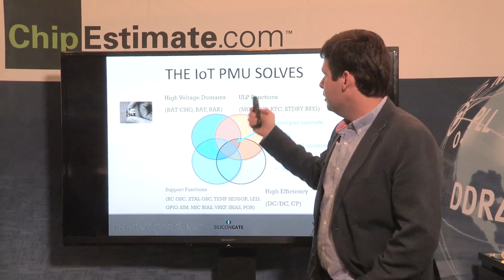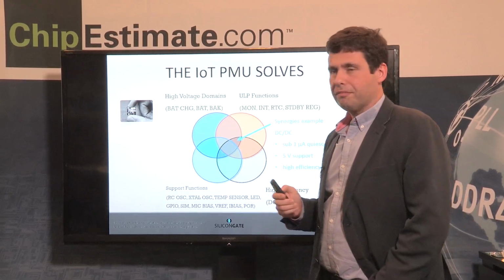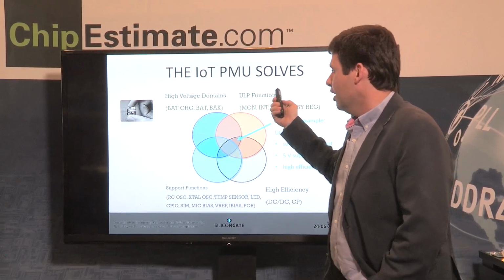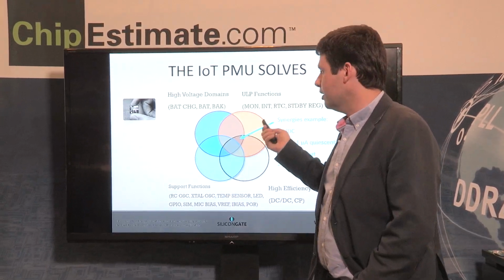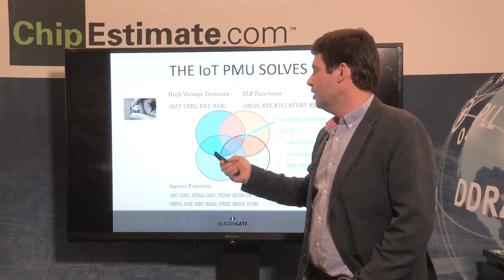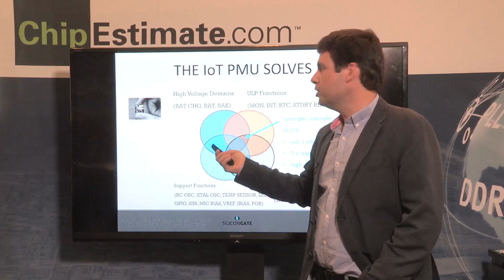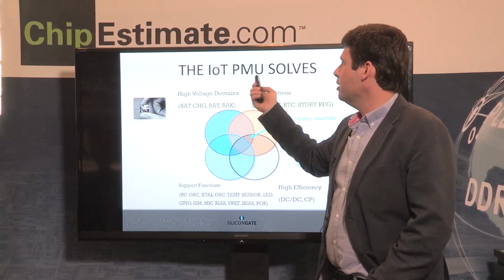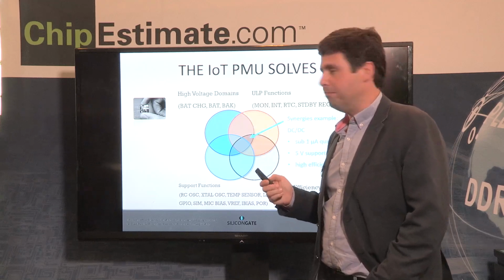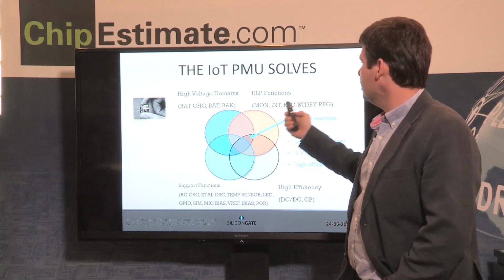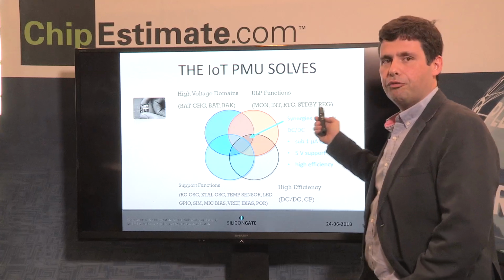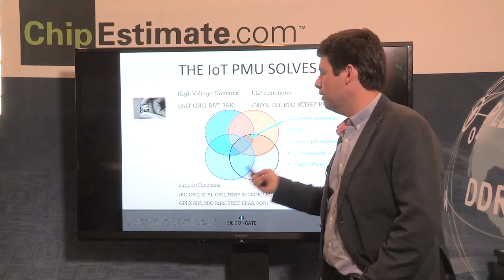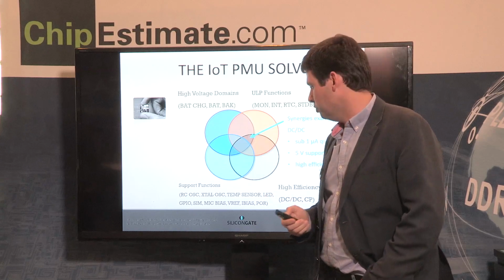Then you have the ultra low power functions, because you are doing IoT and you need to consume very little power, but you need to do things. And there are things that are not done by the microprocessor, that are not done on the high power modes, and they fit well within the PMU that goes into the system. And these things are monitoring voltages, interrupts, real-time clock, some standby regulators, for instance for the SRAM, if you need to keep the SRAM on retention mode.